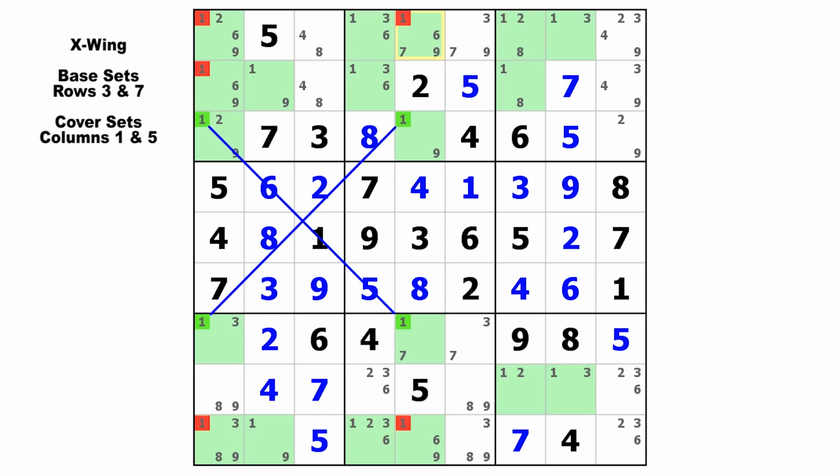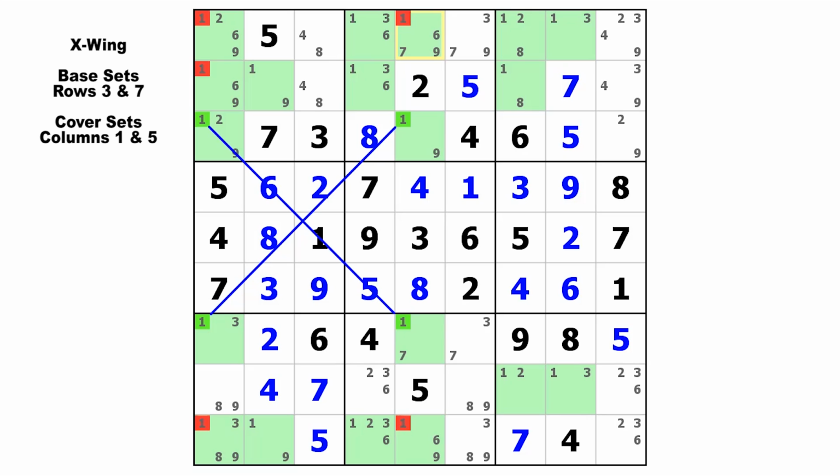And there's your X-wing. One of the 2 candidate ones in each of the base sets, i.e. rows 3 and 7, must be true, which means that one of those 2 diagonal pairs of ones must be true and the other diagonal pair must be false, even though we don't yet know which is which. But it doesn't matter which set is true. We still know that all of those red colored ones must be false, okay?